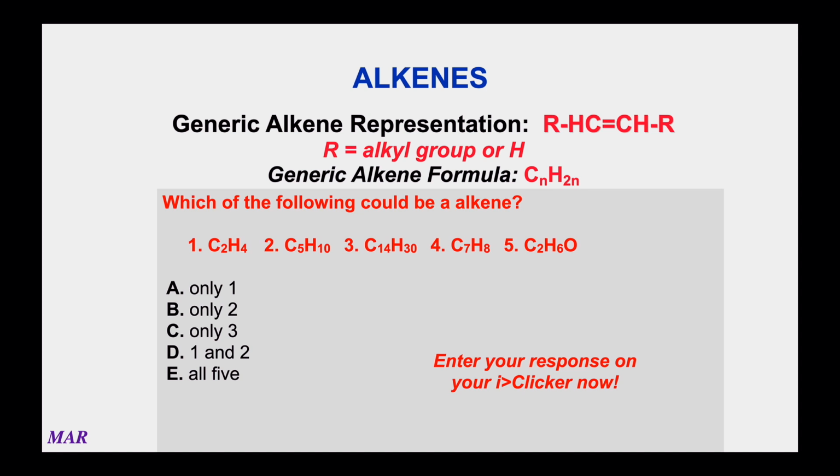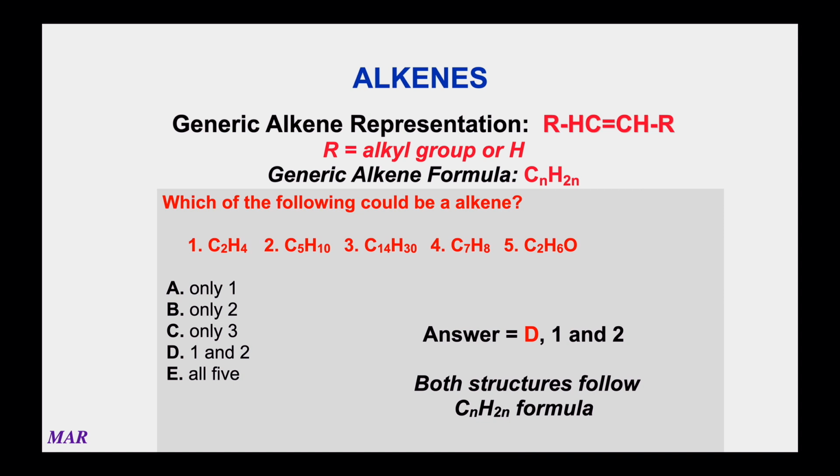So for the first one, n is 2, so 2 times 2 would be 4 hydrogens. Number 2, 5 carbons, 2 times 5, 10 hydrogens. Both of those could be alkenes. So for an alkene, both answers 1 and 2 could be an alkene.